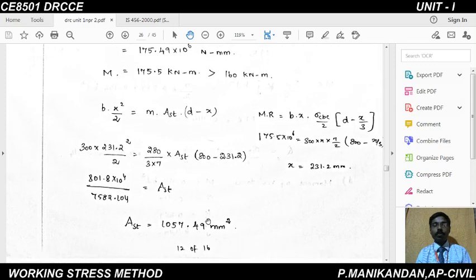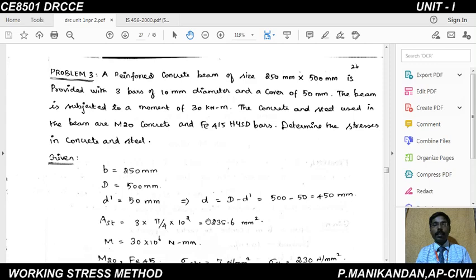And the next problem is: A reinforced concrete beam of size 250 mm by 500 mm is provided with 3 bars of 10 mm diameter and a cover of 50 mm. So here the given cross section is 250 by 500, that is breadth is equal to 250 and depth is equal to 500 with 3 bars of 10 mm diameter and cover value of 50 mm.